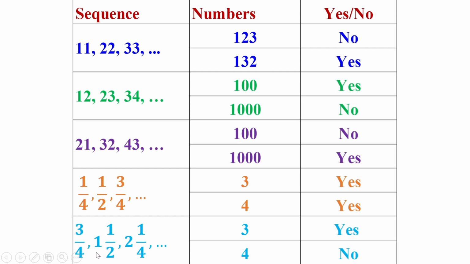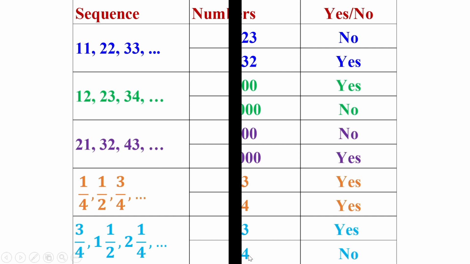And in the same way, you can easily find the last problem also. 3 by 4, 1 and a half, 2 1 by 4, etc. Here the common difference is 3 by 4. 3 by 4 plus 3 by 4 is 1 and a half. Again adding 3 by 4, you will get 2 1 by 4. If you add 3 by 4 again, you will get 3. So 3 is a term. Again if you add 3 by 4, you will get 3 3 by 4. And again if you add, you will get 4 and a half. So 4 is not a term of this sequence.